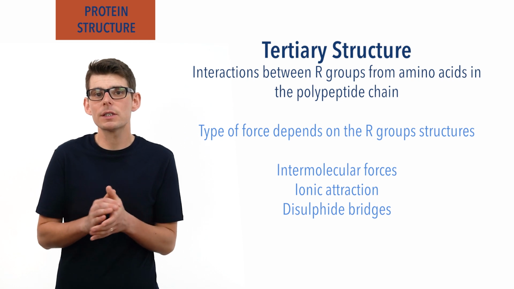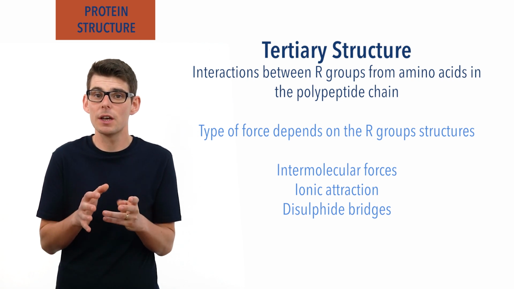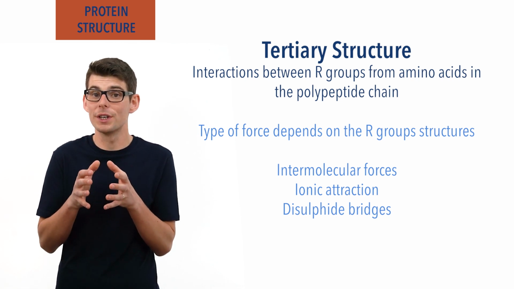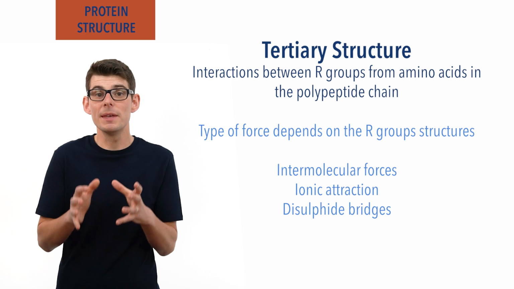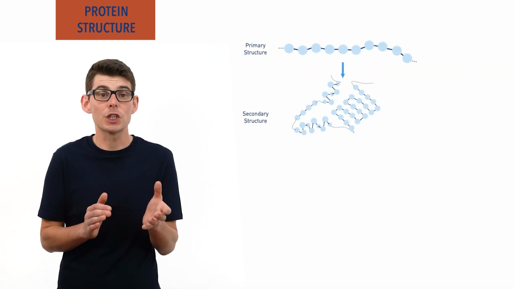As only certain R groups experience attraction to each other, the exact folding that occurs in the tertiary structure of a protein is based on the positions and orientations of R groups, meaning the primary and secondary structure will ultimately determine the tertiary structure that arises.